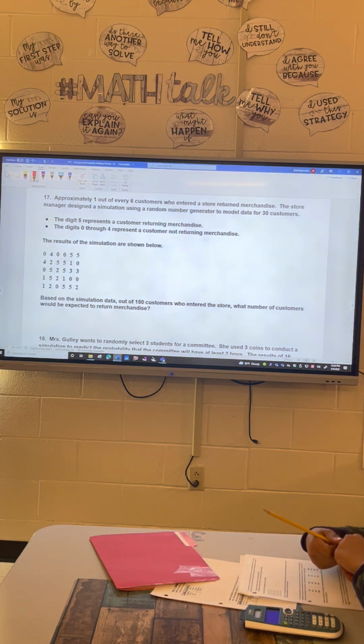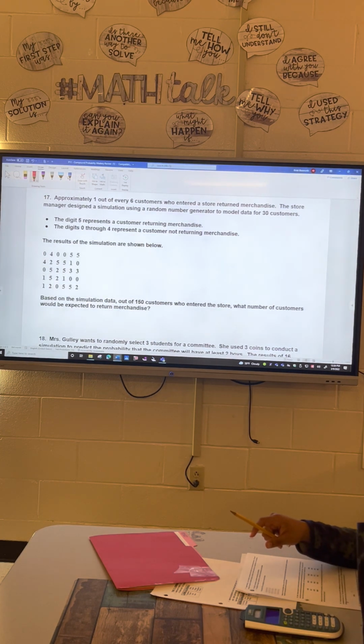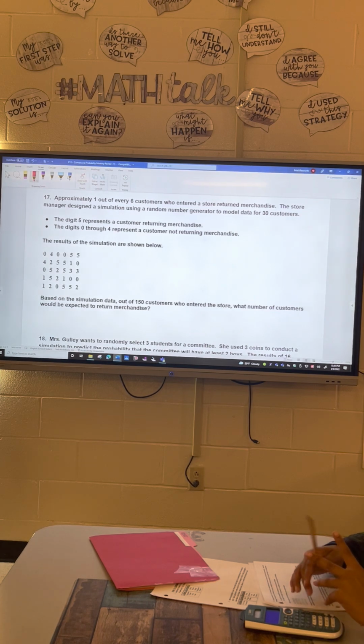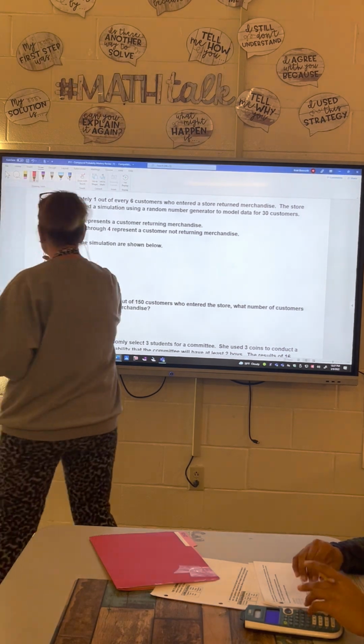Every time a number 0 through 4 comes up, that is a person not returning merchandise. And they said, we're going to do this 30 times to represent 30 people and see what we get. See how many times the number 5 pops up. They want to know, so here's the results.